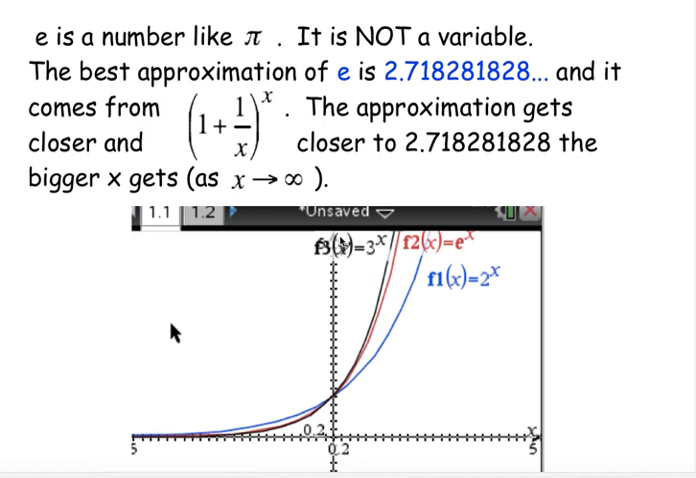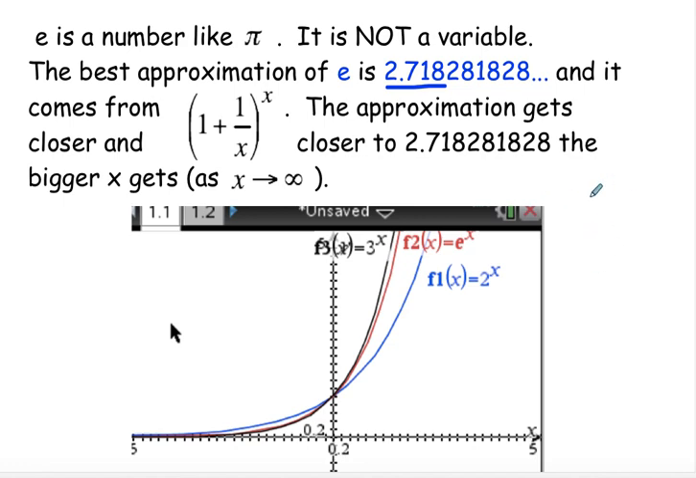I want to start by talking one more time about e. E is just a number. It's about 2.718. Don't be intimidated by that. It's just a number, just like pi.